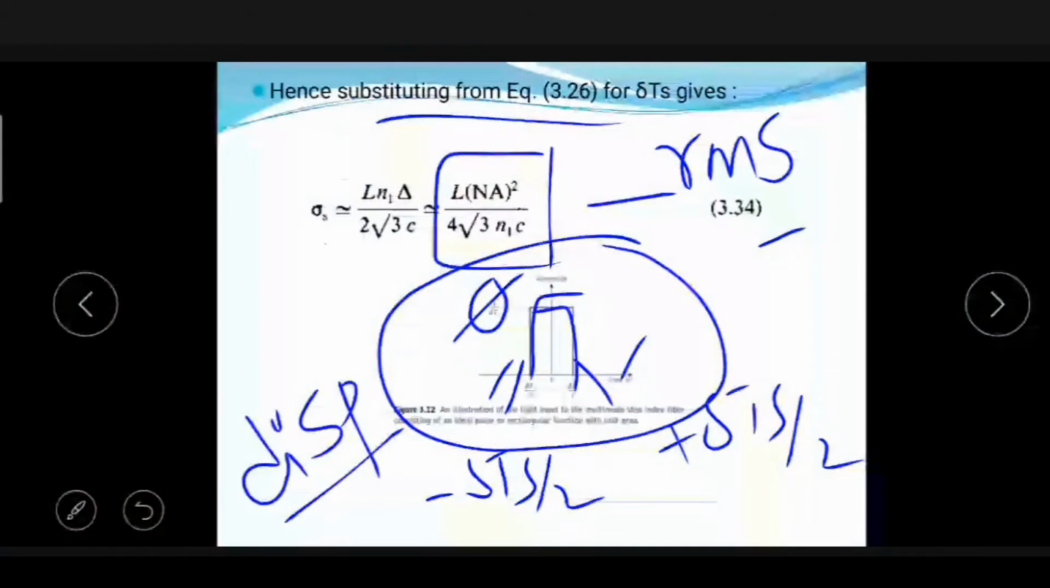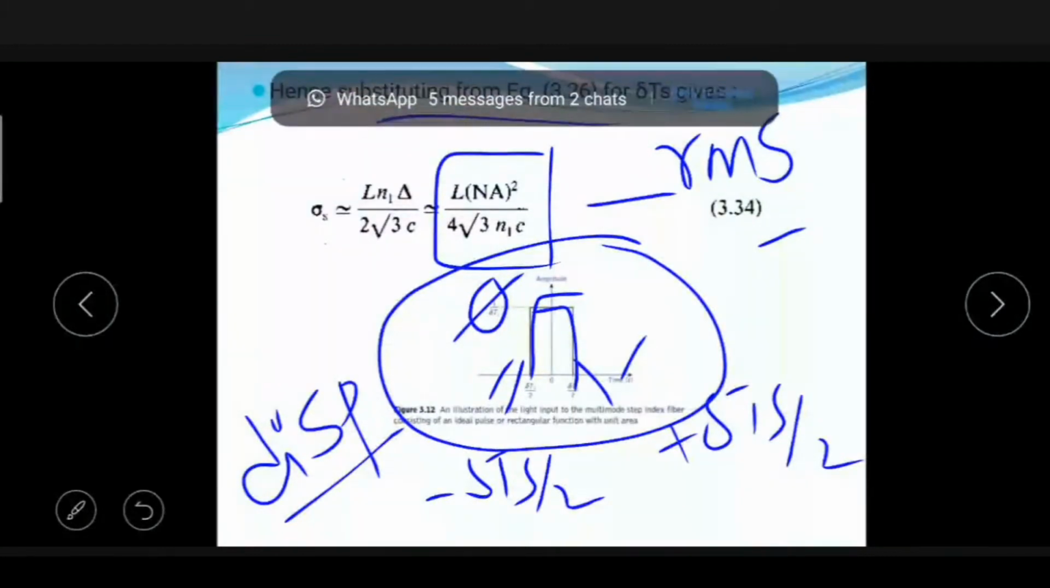Okay, so remember, whenever it is asked to determine the total broadening of a unit pulse or the RMS pulse broadening due to dispersion, or to derive sigma s, you have to derive it by considering these concepts along with the already derived result for delta Ts. Only the substitution of delta Ts is required at the end of the derivation.